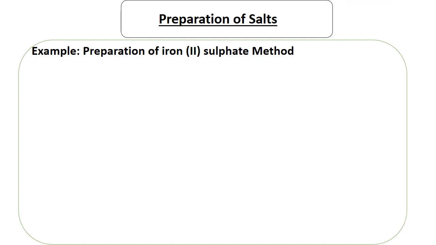So here is an example of a replacement reaction. We're going to see the procedure. You have to note all the points, because sometimes you can be asked to describe the procedure of how to prepare a salt using replacement or displacement. So we're going to prepare iron 2 sulphate. Okay, so this is possible. In an exam, they can ask you, how do you prepare iron 2 sulphate?